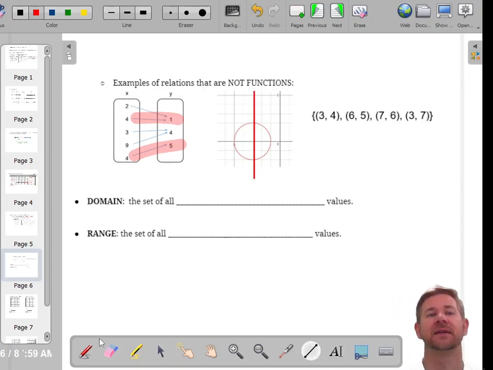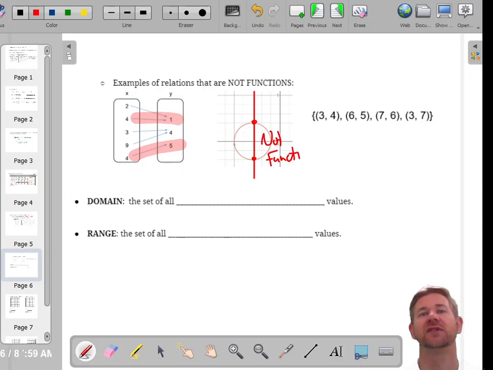Vertical line test. This intersects once and twice, which means this is not a function. If it intersects more than once, you have an x that repeats. Okay, if you think about this x value, it looks like it's -3, 2, and -3, -2. That's two different y values, so not a function.